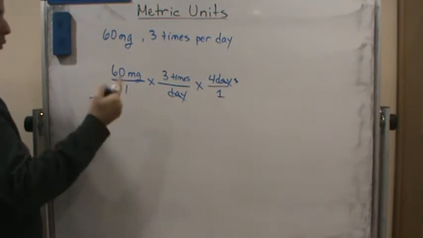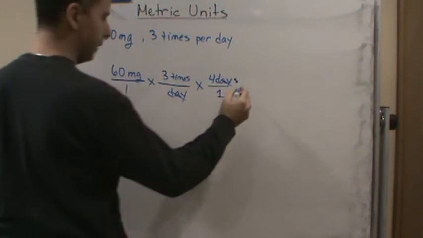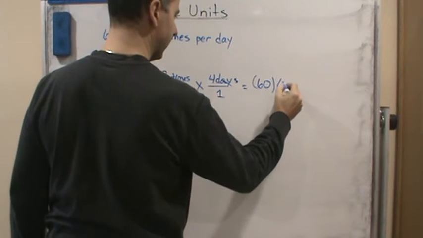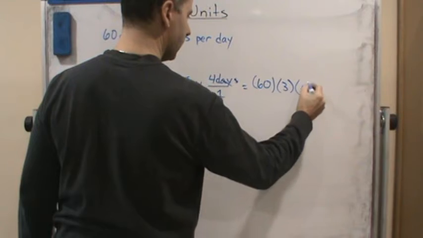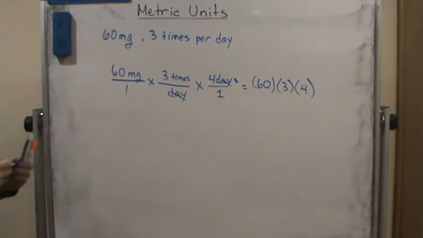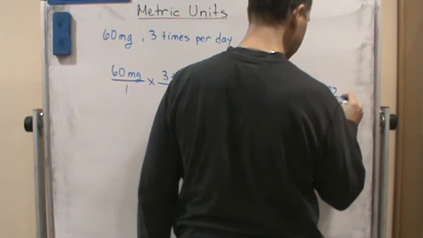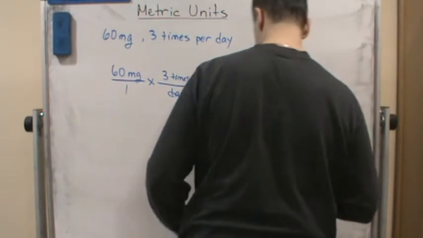And what do we end up with? We end up with a total number of milligrams. So the answer is going to be 60 times 3 times 4. And so how many milligrams of the medication will the patient take? 720 milligrams. Total.